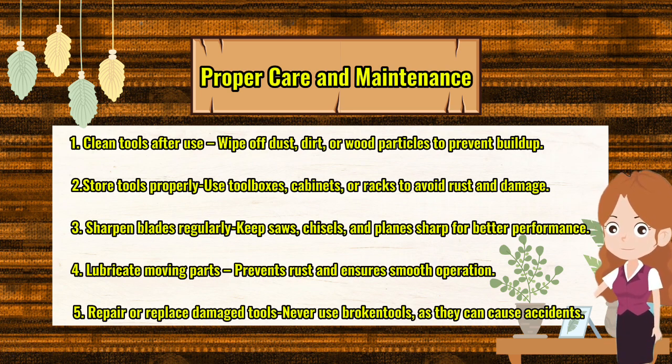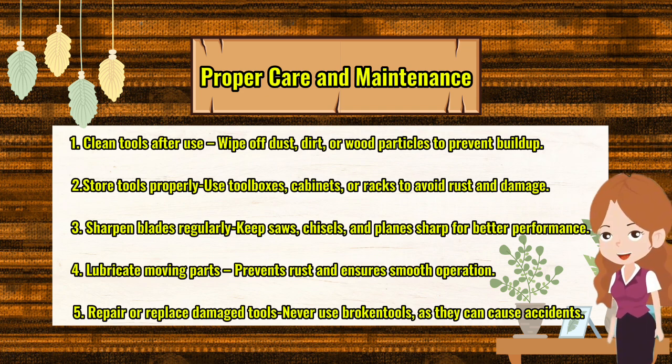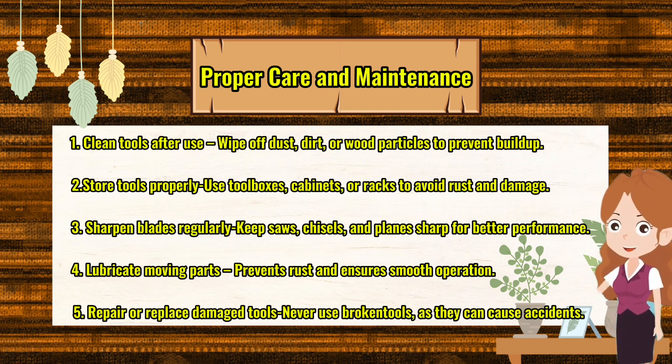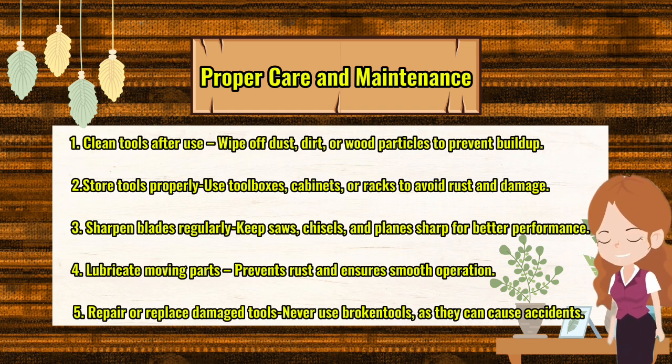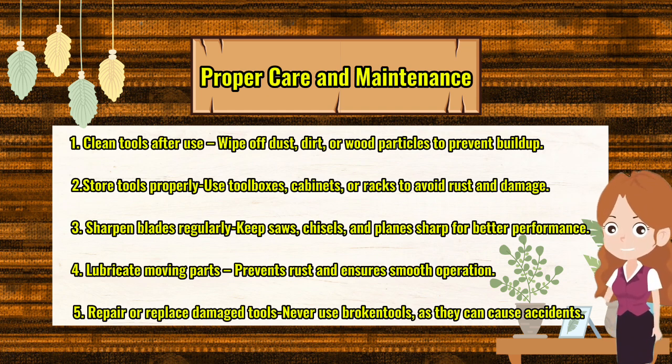First, clean tools after use. Wipe off dust, dirt, or wood particles to prevent buildup. Second, store tools properly. Use tool boxes, cabinets, or racks to avoid rust and damage. Third, sharpen blades regularly. Keep saws, chisels, and planes sharp for better performance. Fourth, lubricate moving parts. Prevents rust and ensures smooth operation.